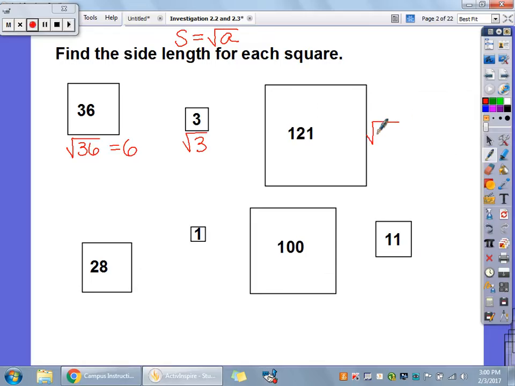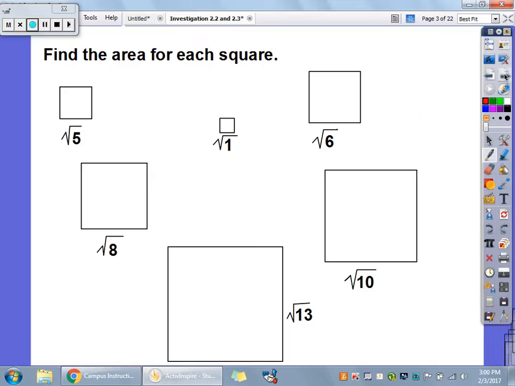This one, square root of 121, if you punch that into your calculator, you would get 11. Over here, if you punch in the square root of 28 into your calculator, you're going to get a decimal, so you just leave it as the square root of 28. The square root of 1 is just 1, so you can write 1 for your side length. Here, we're taking the square root of 100, which is 10. And over here, the square root of 11 is a decimal, so we're just going to leave it as the square root of 11.